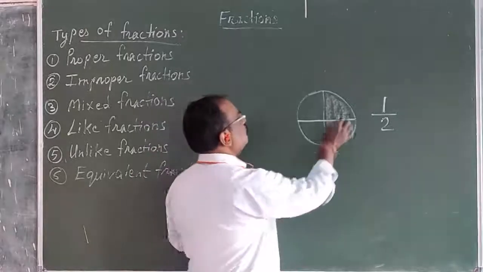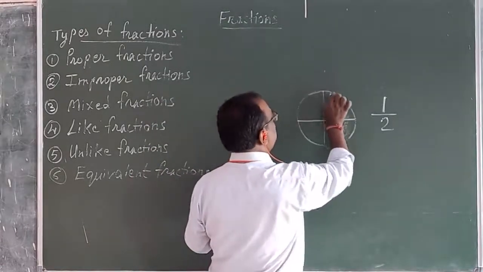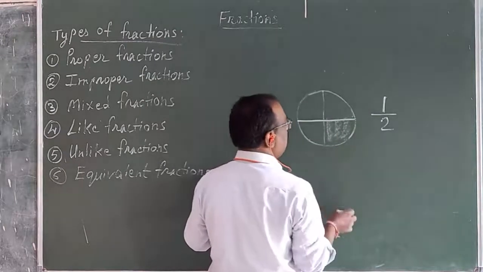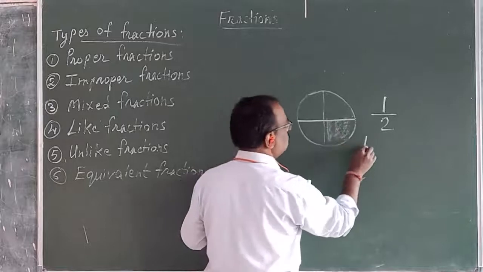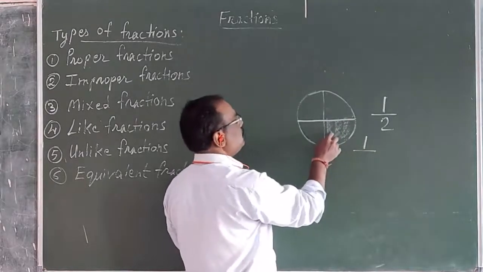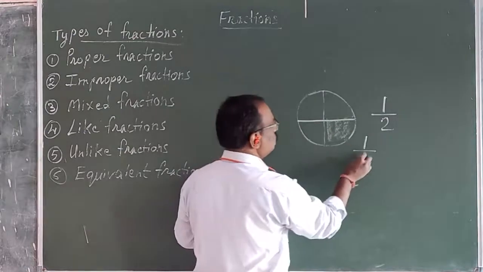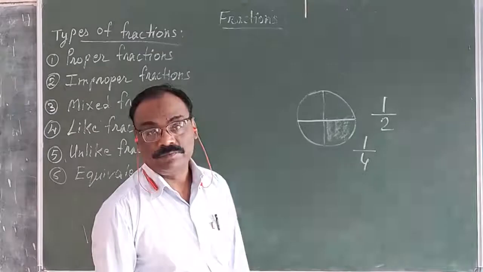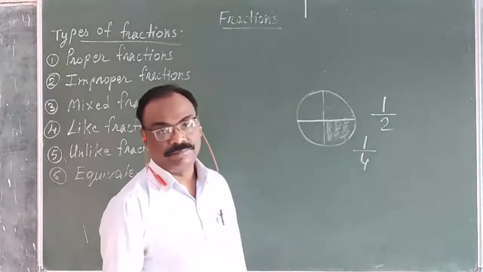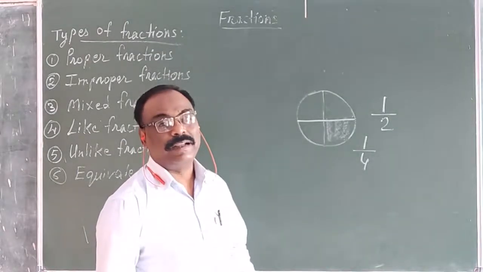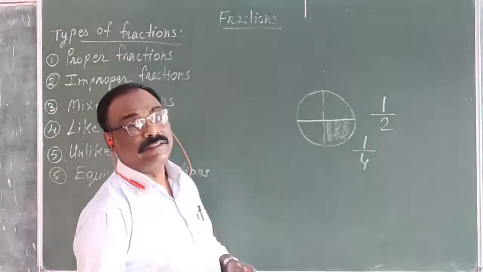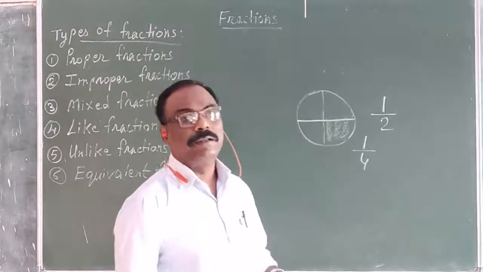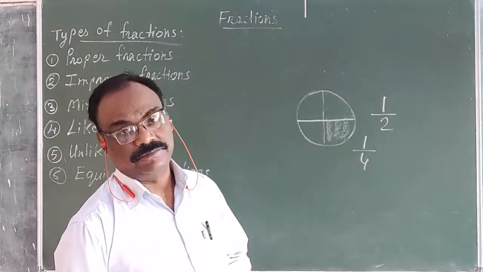Suppose I take only one part, the shaded one. So I have taken only one. Now how will I write it? Because I am taking one, I will write 1 on the top. How many parts are there? 1, 2, 3, 4. So the bottom will be 4. So I have taken 1 out of 4, and this is a fraction. You should remember that whenever a whole thing is divided into equal number of parts, then each part is known to be a fraction.